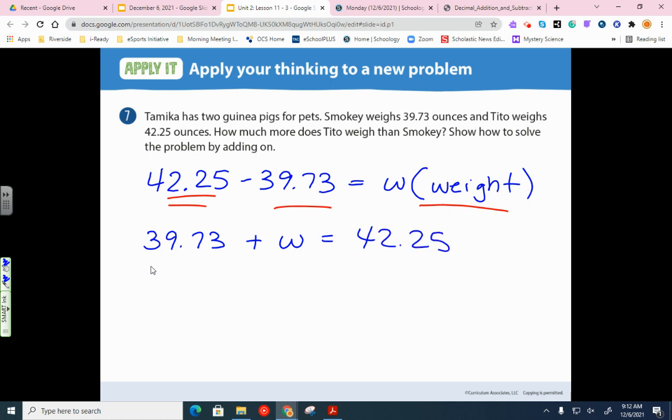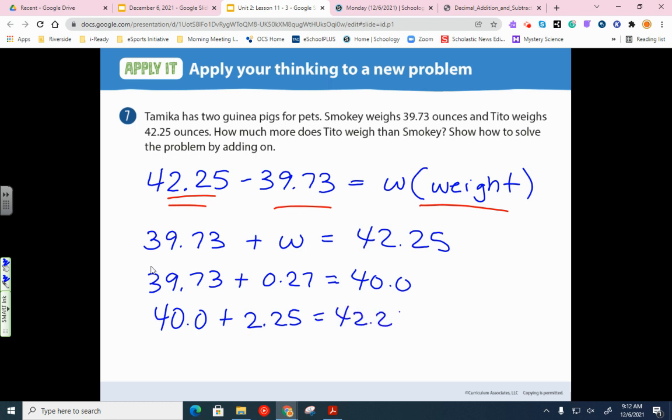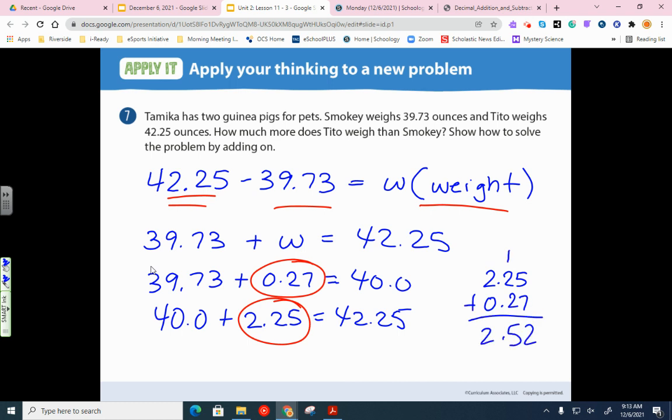All right, so what's the best way to do this one? Let's add to 39.73. If we add 27 hundredths, that will give me 40. And 40 plus 2.25 will equal 42.25. So let's take our two differences here, our two jumps, 2.25 plus 0.27. That will give me 2 and 52 hundredths ounces. So I'm just going to write oz.